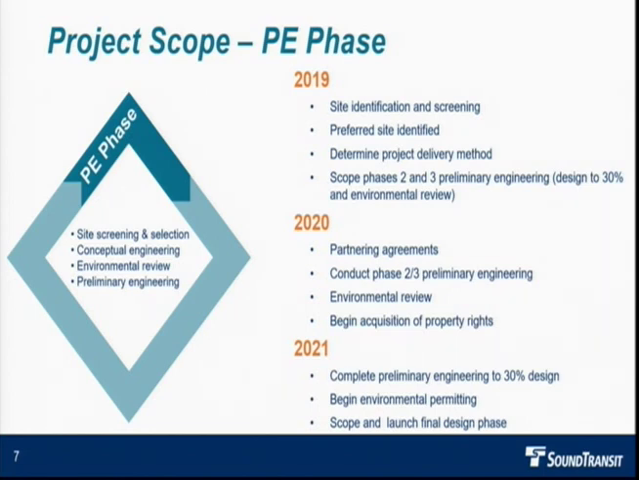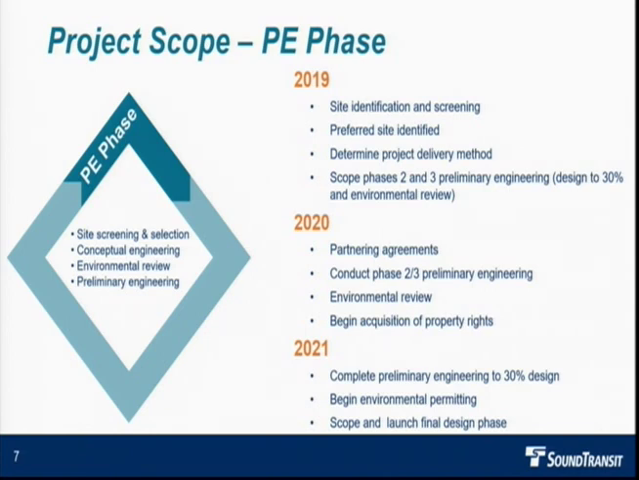And then at the end of this year, once we have our site, we'll look at what the best way to deliver that is. What is the best project delivery method? Is it design build, design bid build, public-private partnership? It all depends on what the site is that we select. In 2020, we'll work on partnering agreements, as necessary, with the city, potential private partners, potentially King County Metro. Again, the site will dictate what those agreements might look like.